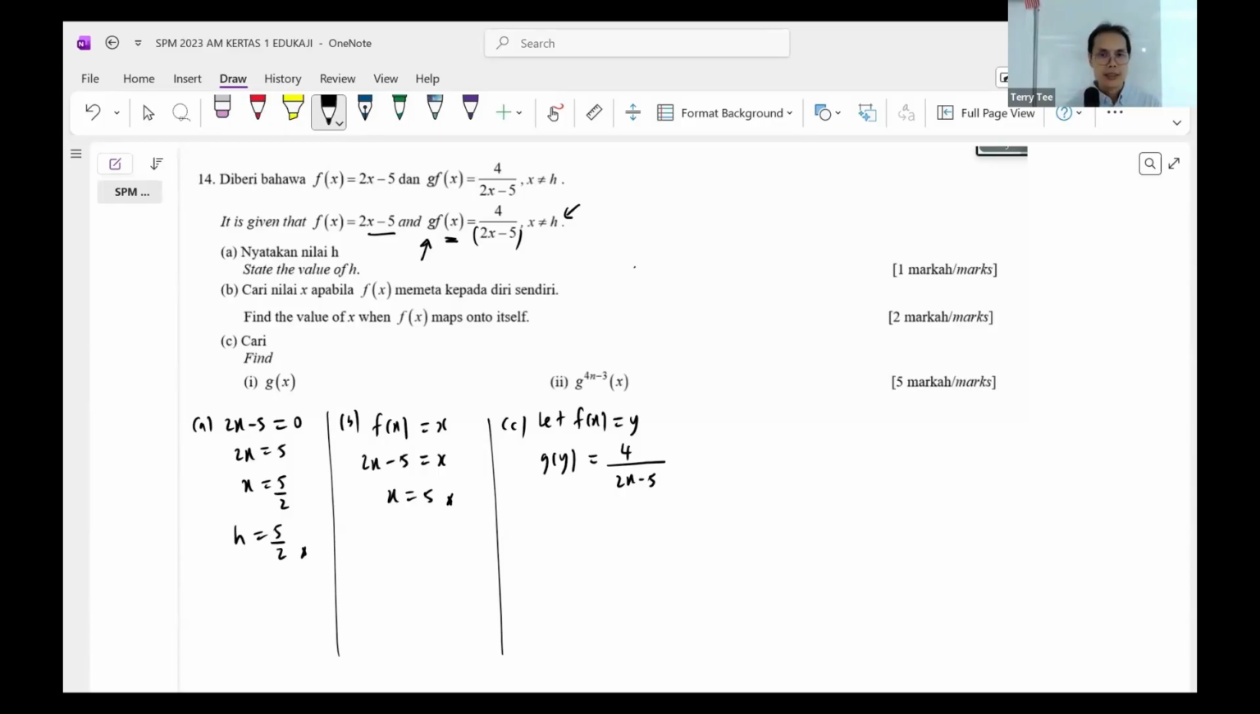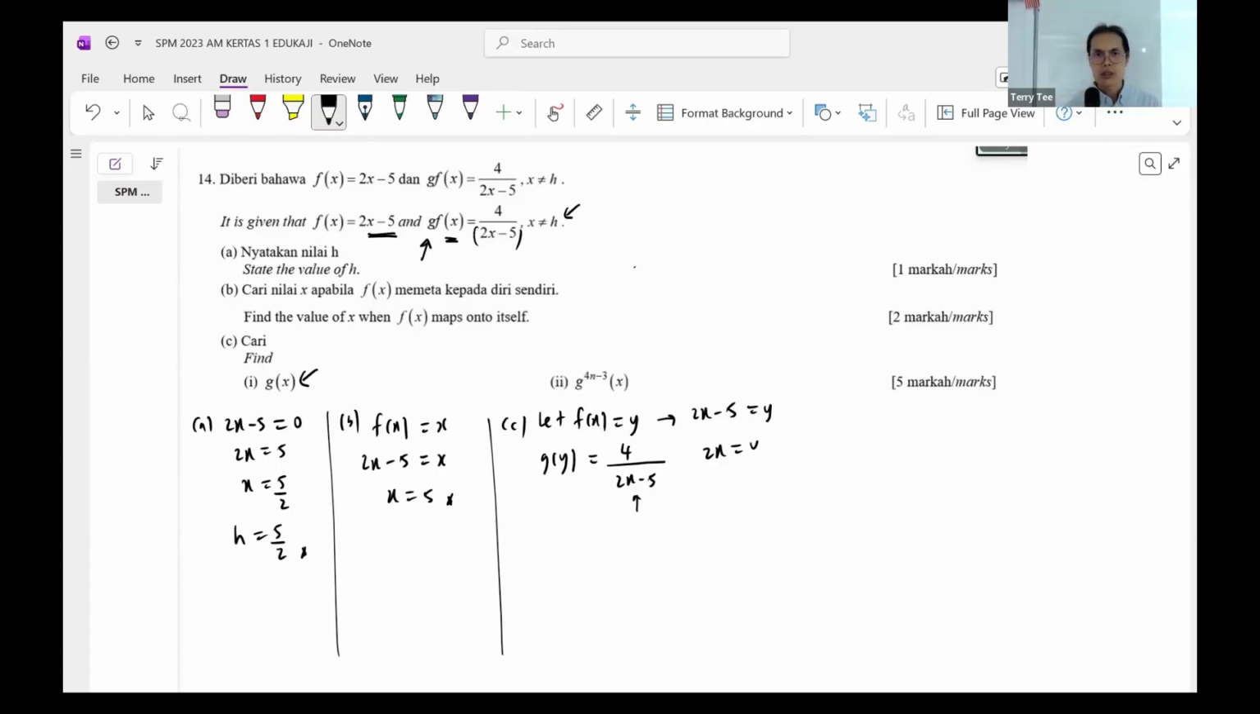So guys, do you know your g(y)? I don't know. In fact, I'm finding g(x). But before you find g(x), you must first find g(y). To find g(y), you must change all your x into y. So the question is, what is the relationship between x and y? Well, your f(x) is now y. That means your 2x minus 5 is now y.